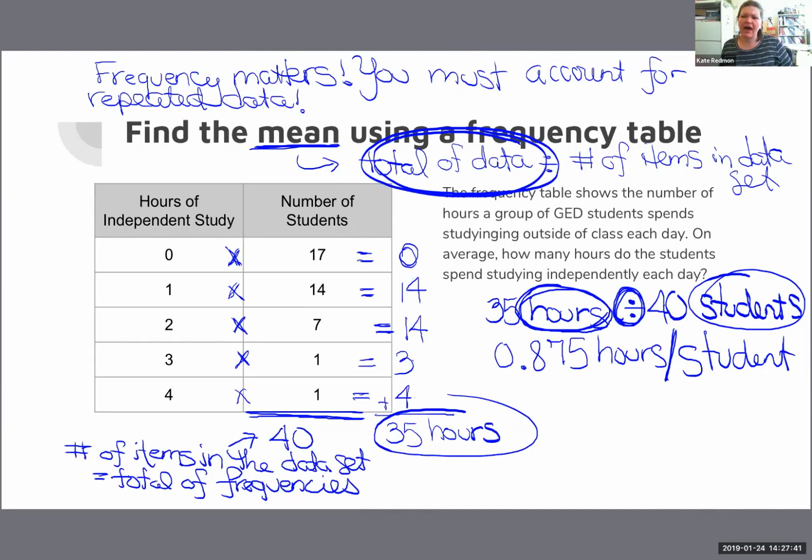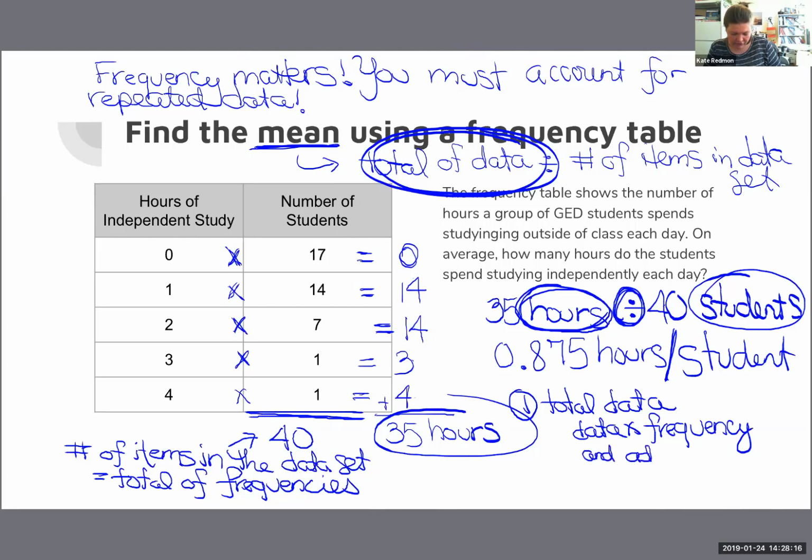Okay, so I think that it would be worth it for us, since I've seen students screw this up so much or forget it or panic on their test, to really sum up what we did here when we were looking at a frequency table. So first, when we found that total of the data, we multiplied the data by the frequency in each line, and then we added the results to get the grand total. Does that make sense?